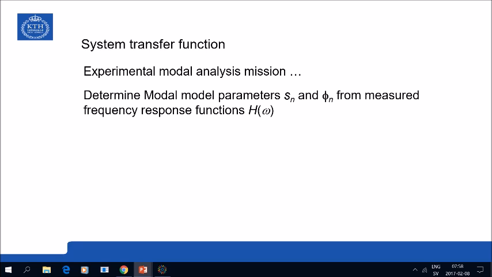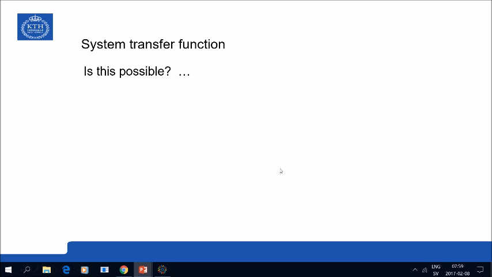So in experimental modal analysis, we want to determine the system poles and mode shapes from measured frequency response functions. And as we know, the frequency response function is the transfer function, the system transfer function, evaluated on the positive imaginary axis. So from a measurement of the frequency response function, can we extract the complex valued system poles and the mode shape vectors? That's the fundamental question. Is this possible?